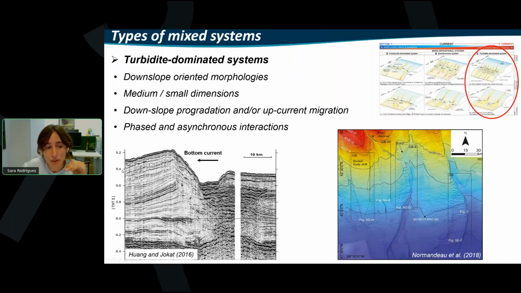Before, you only had one drift next to one channel, and then the next drift was associated with the next channel. So this is quite different, because you have two levees laterally from the channel. In addition, you will see that they are oriented downslope, such as in the map that is shown here. And this is another case of a turbidite-dominated mixed system, but at the present seafloor of Nova Scotia. The most particular thing that you will notice is that one of the levees is much thicker than the other, in terms of the height that it reaches.